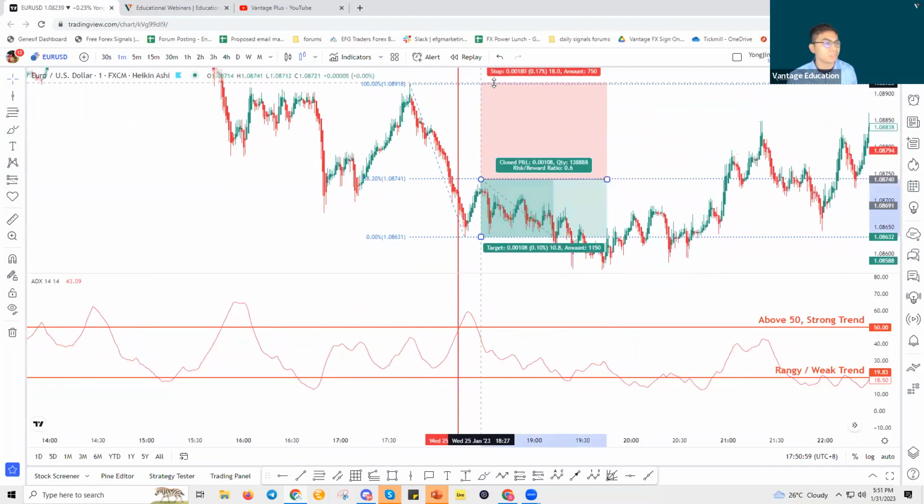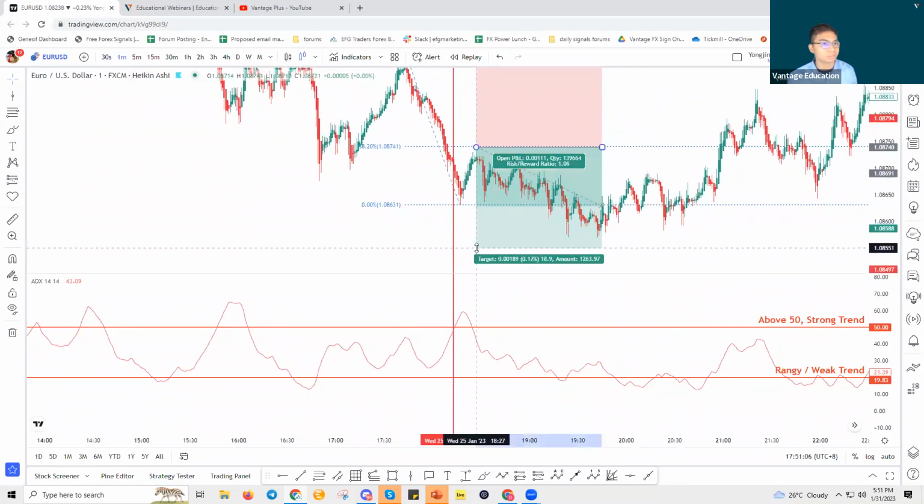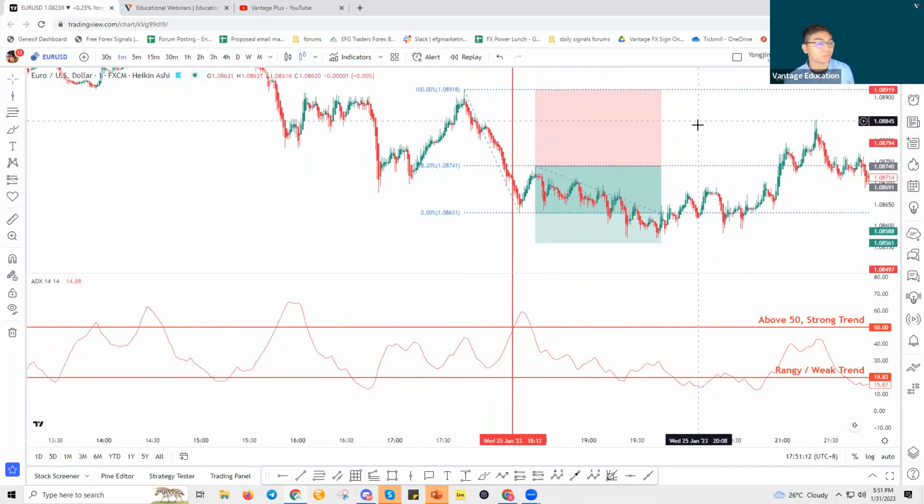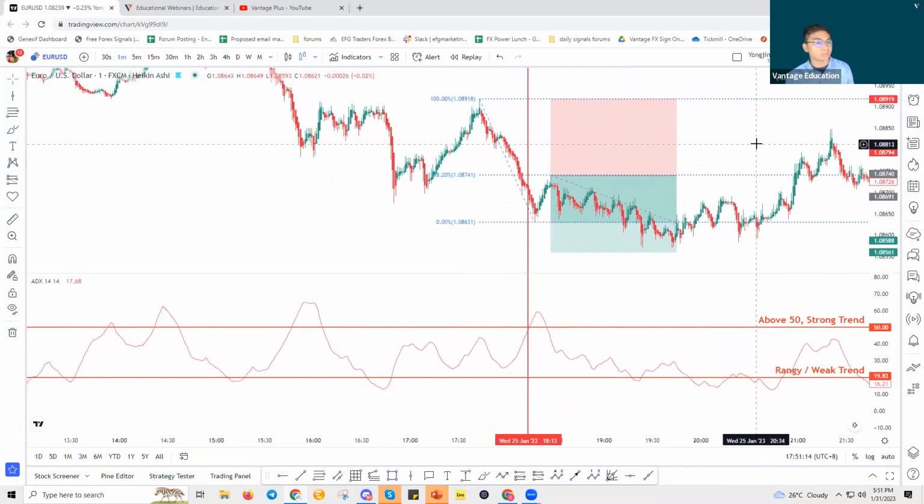So I don't think this would be a nice 1-to-1 risk to reward. It actually stopped you out. It wouldn't have tapped 1-to-1. But you guys roughly get what is going on, so I'll still screenshot this down as a possible example.